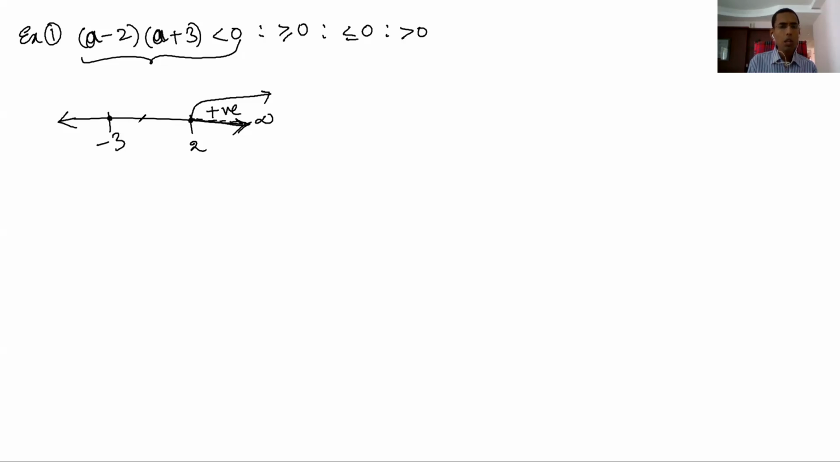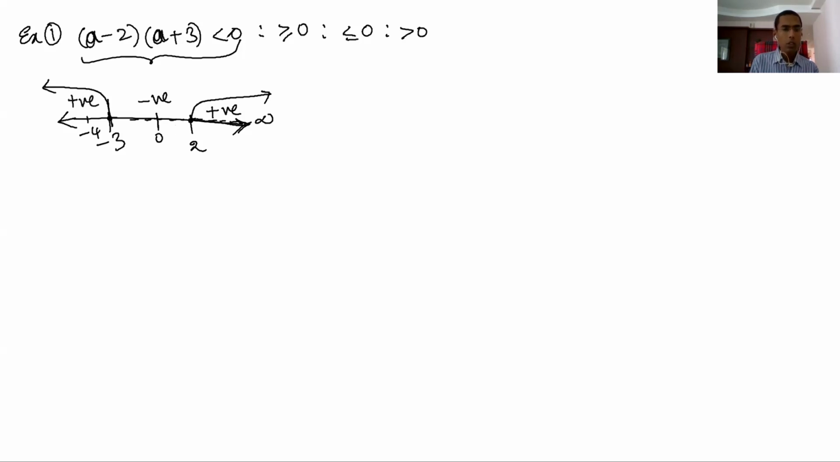In between this, you take one value, let's take 0. If you take 0, now it's negative. That means you are getting this quadratic expression value negative when you take A in between these two. When you take A less than minus 3, like minus 4, less than minus 3, this is negative, again this is positive. Already we discussed this wavy curve method.